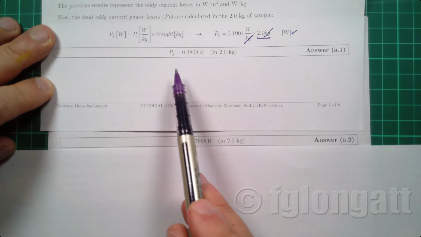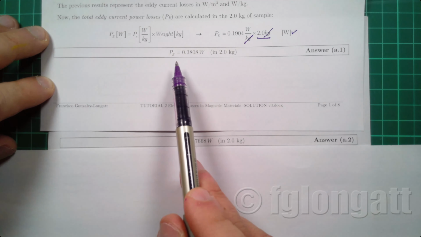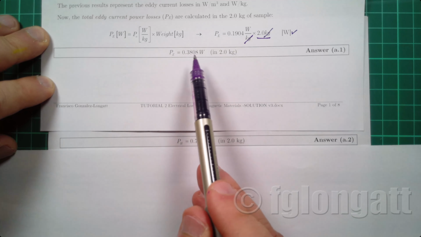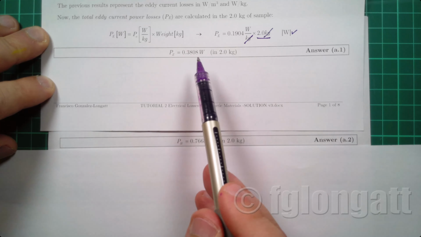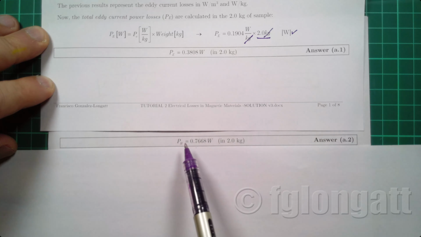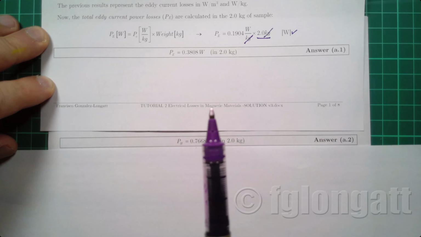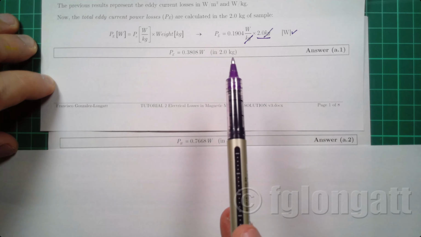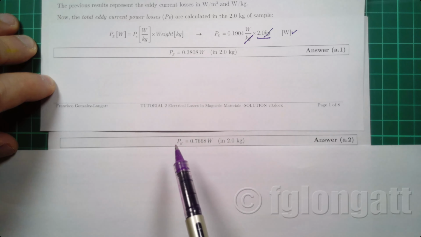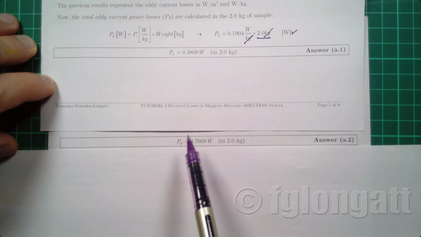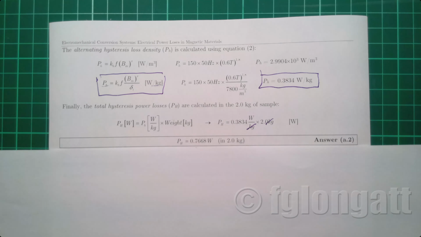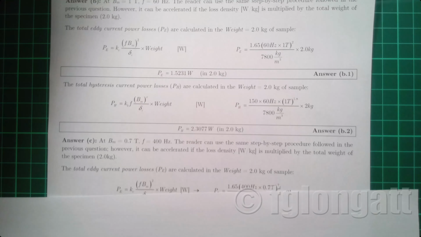Something that is interesting, and I want my students to reflect on, I am putting here the two different losses for 0.6 Teslas and 50 Hertz. You can see here eddy currents are probably around half of the hysteresis losses. What I am trying to tell you is that for this magnetic flux density and very specific frequency, you can see how the hysteresis losses are higher than the eddy currents.